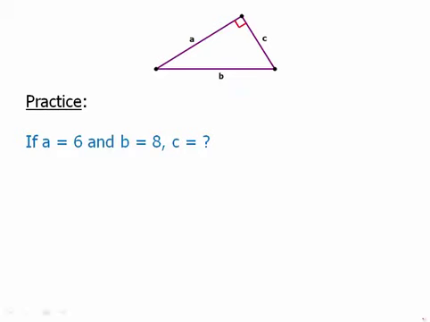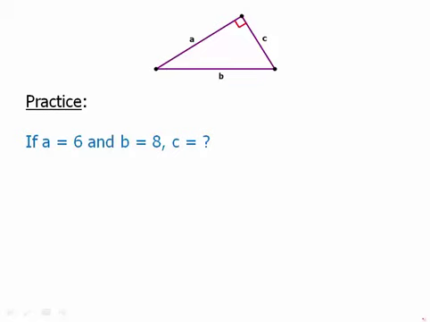Here's another practice problem. Pause the video and then we'll talk about this. So some people might think, well, gee, this is the same problem over again. We got 6 and 8, so of course c equals 10. But look closely at the triangle. Right now, B is the hypotenuse, not C. And so B is the longest side. In fact, C is the shortest side. And so there's no way that C could be 10. There's no way it could be longer than the hypotenuse.